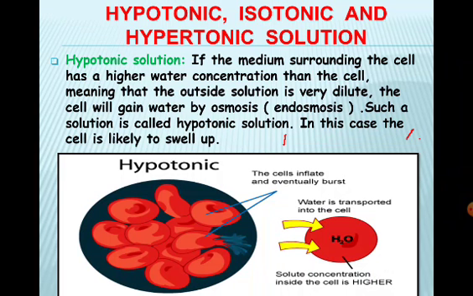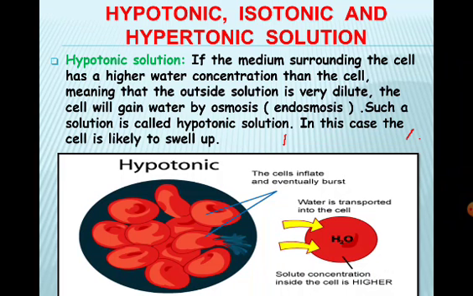That means outside solution in which cell is placed is having high water amount. So obviously with high water amount, water will move inside the cell. So this particular process is called endosmosis. Clear? So via endosmosis ultimately what result we get? The cell will swell up.